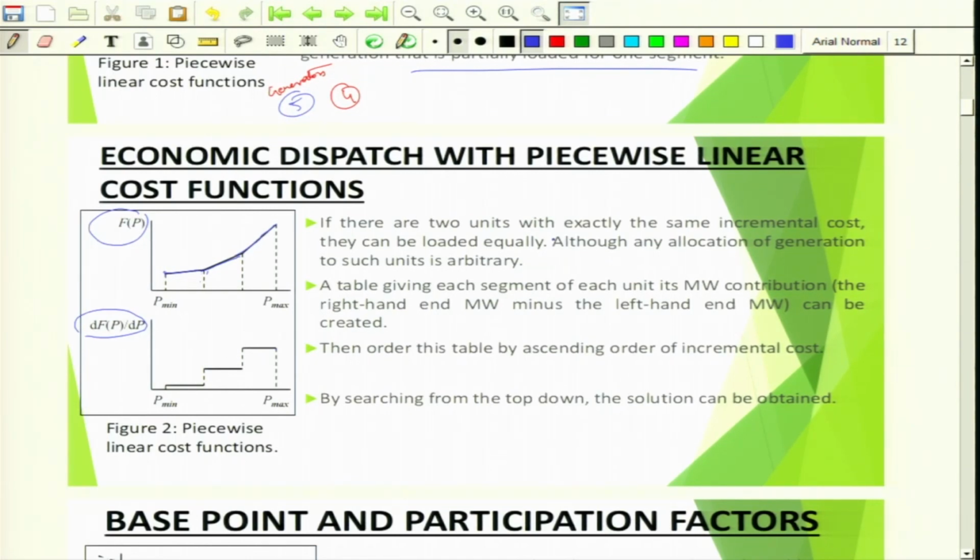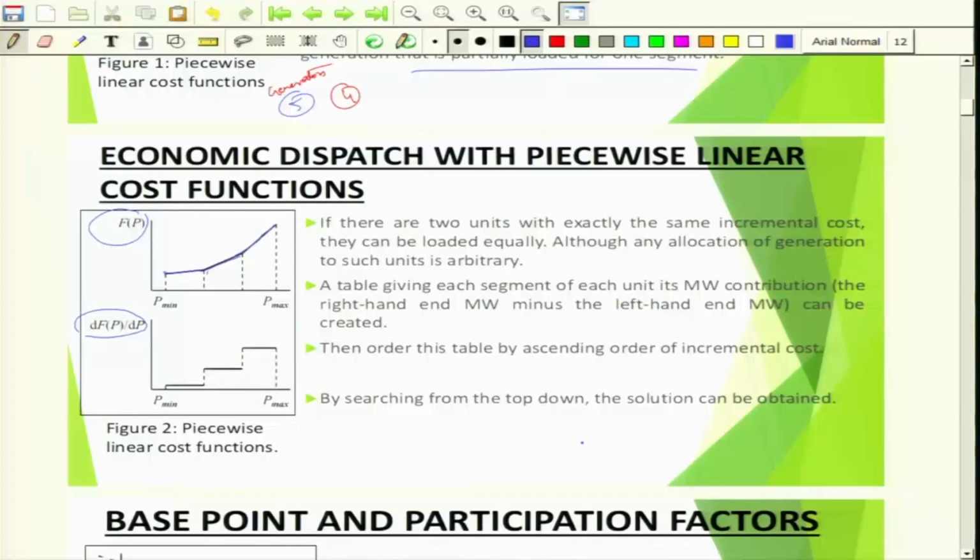And if there are 2 units with exactly the same incremental cost, they can be loaded equally. Let us say you have 2 units with the same incremental cost, you can share the load. A table giving each segment of each unit its megawatt contribution, the right hand megawatt minus the left hand megawatt, can be created.